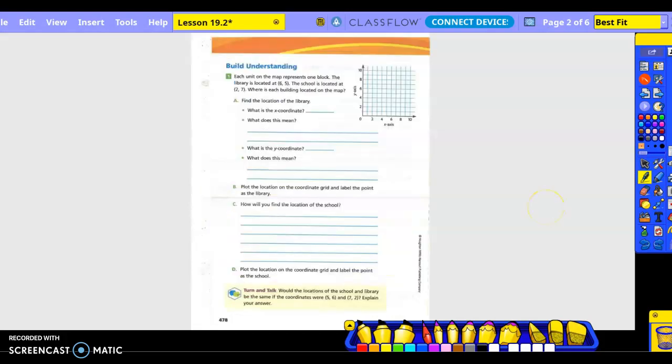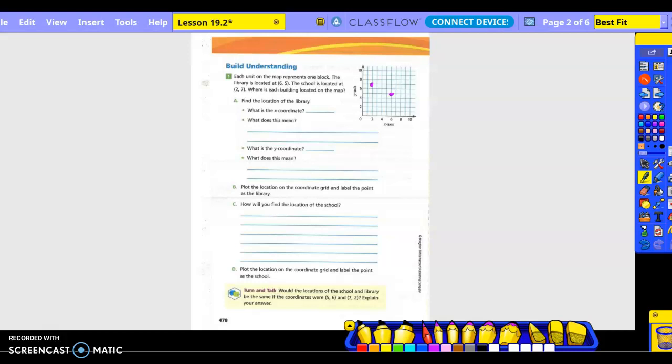Build understanding. Each unit on the map represents 1 block. The library is located at 6, 5. So we're going to go over what, right? Over 6 and up 5. Okay. And we should technically be moving over to the right, correct? Okay. Because yesterday, remember, some of you guys just put over, and I was telling you guys that wasn't enough. You had to be specific. Because someday you will have a 4 coordinate grid. Okay. So, and then up 5, and then the school is located at 2, 7. So I'm going to go to the right 2 and up 7.